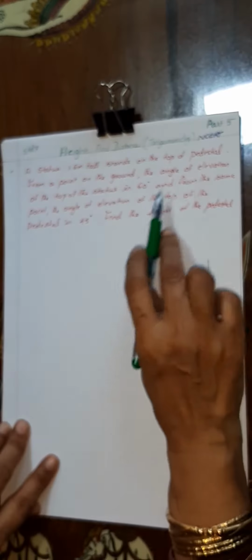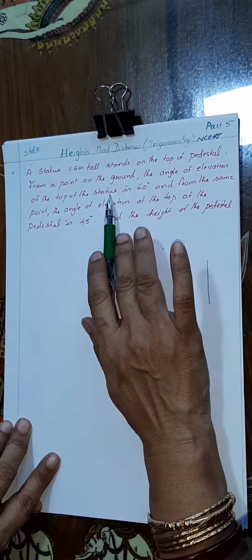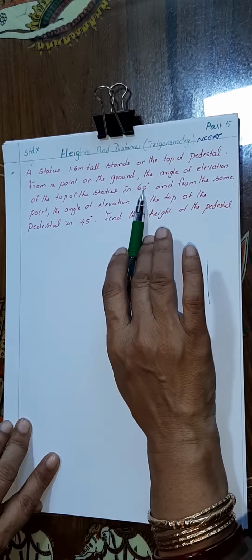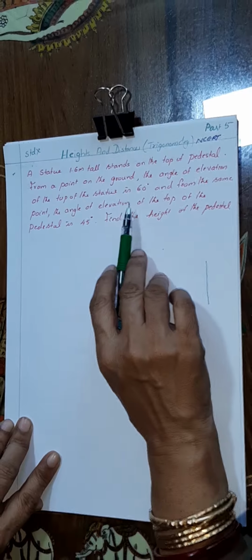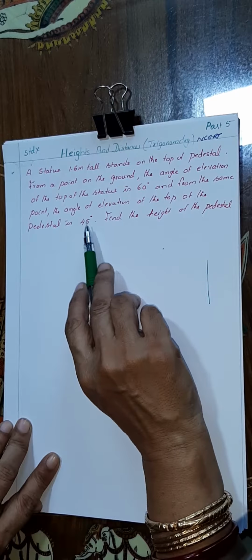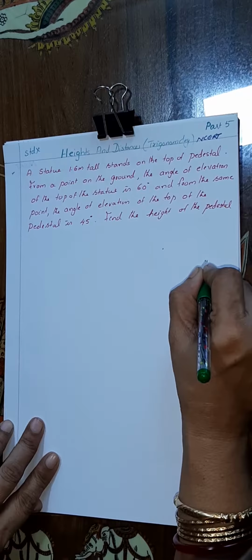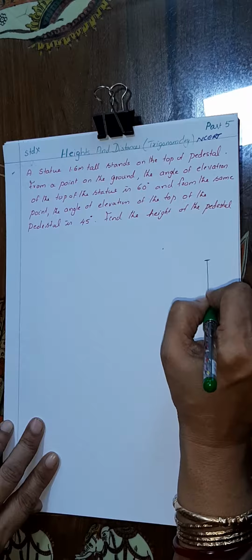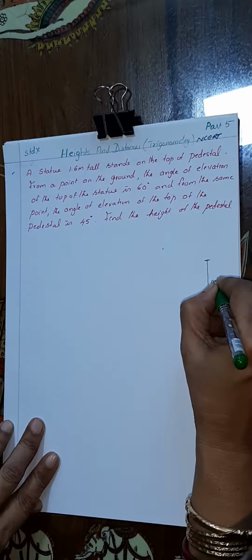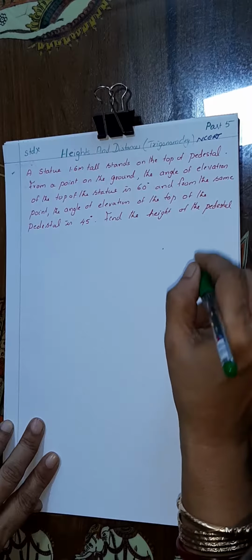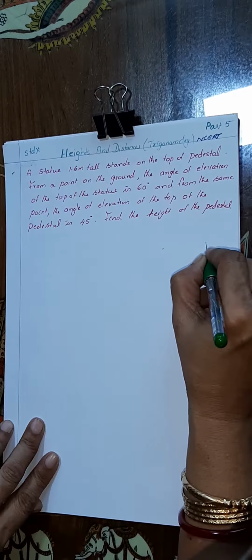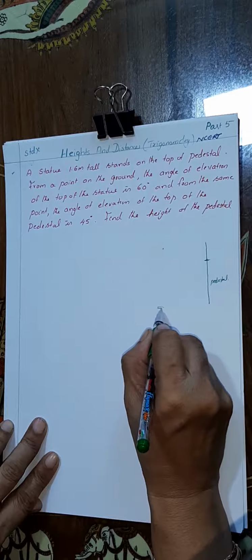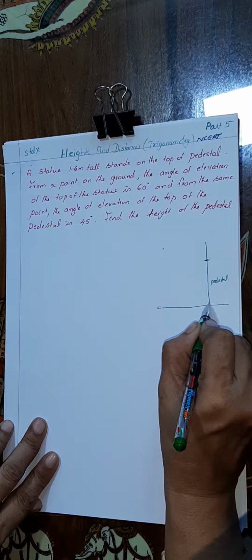From a point on the ground, the angle of elevation of the top of the statue is 60 degrees, and from the same point the angle of elevation of the top of the pedestal is 45 degrees. So here this is the pedestal and this is the statue. And this is the ground.